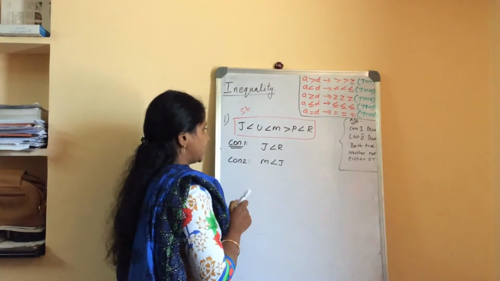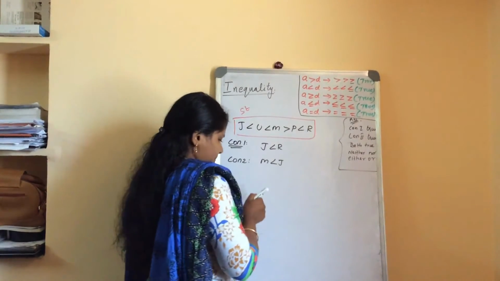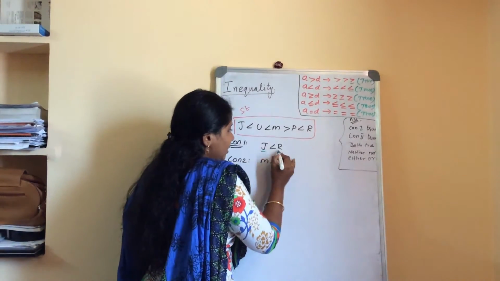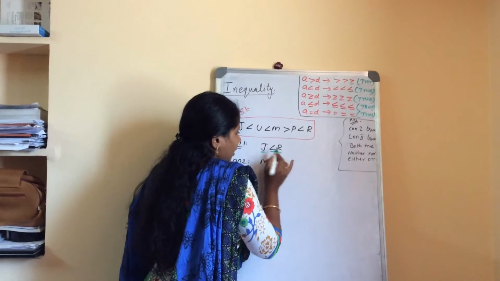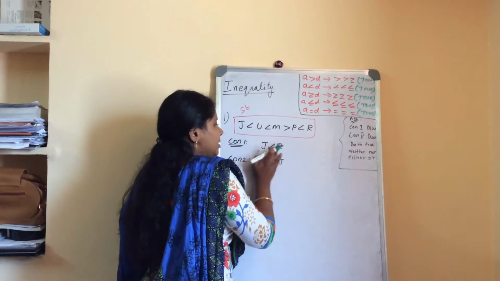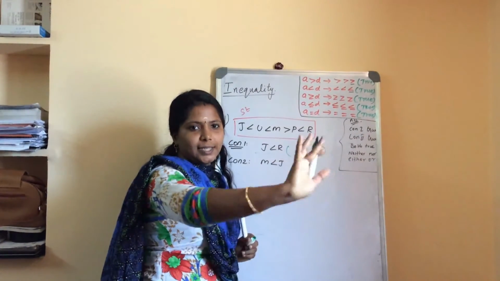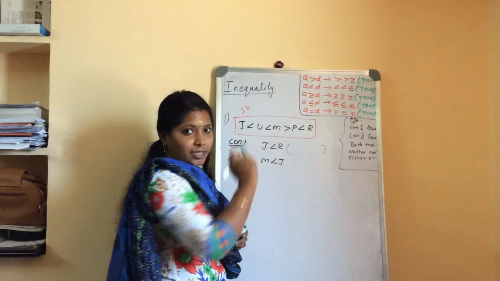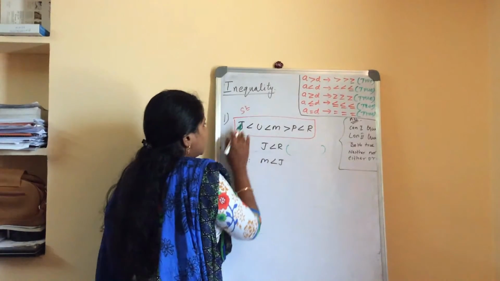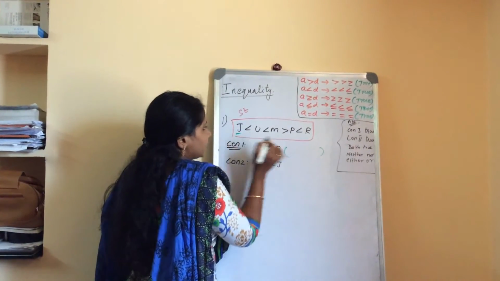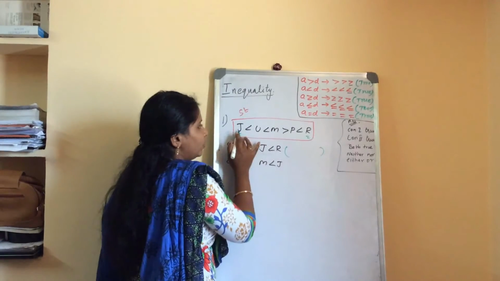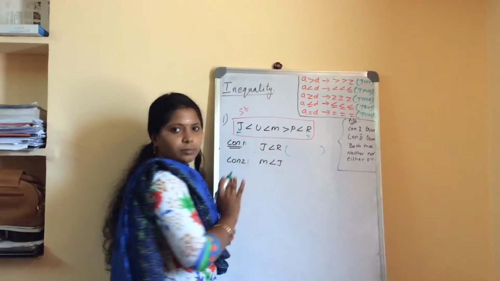Let's take J less than R. Less than, in the statement, should always follow with the less than symbol. We'll see whether that is following or not. See, J is here and R is here. So, the flow will be from start to end.